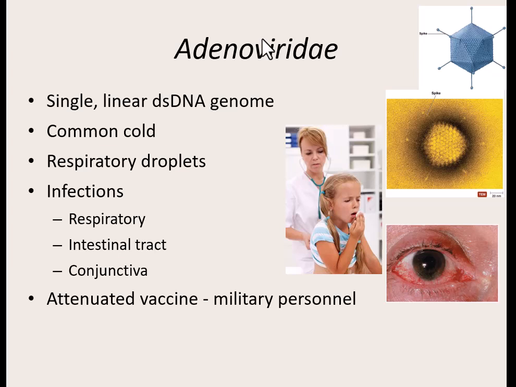It's spread by respiratory droplets, and so it usually gets into the respiratory tract. It causes the coughing, the congestion. It can get into the intestinal tract and cause a common cold, where you're coughing, congested, and you also have some diarrhea with it. And it can get into the conjunctiva of the eye and cause pink eye.